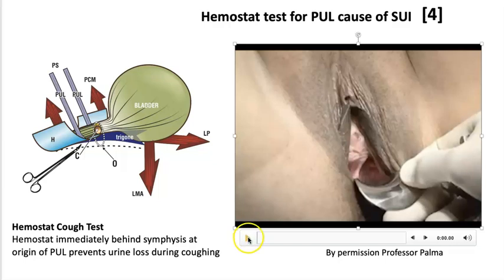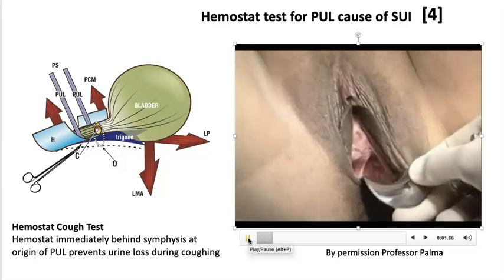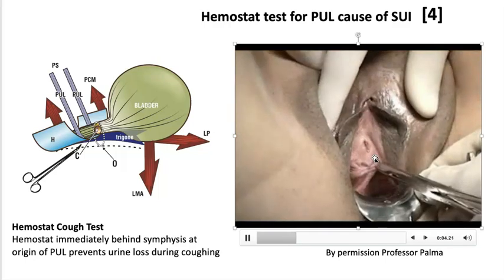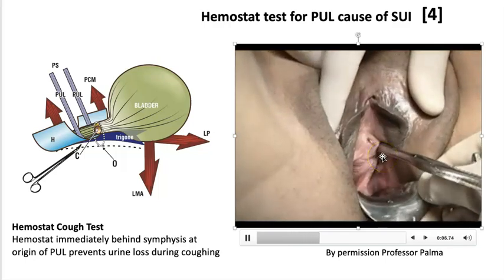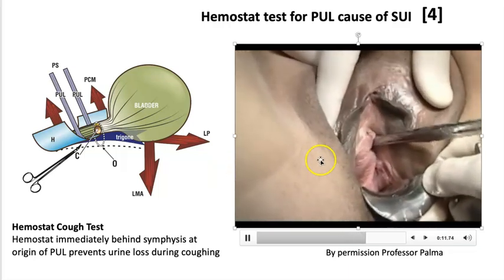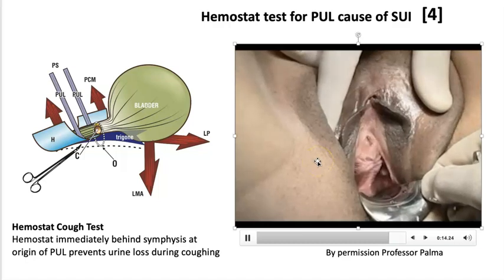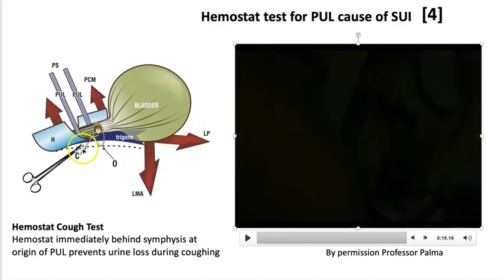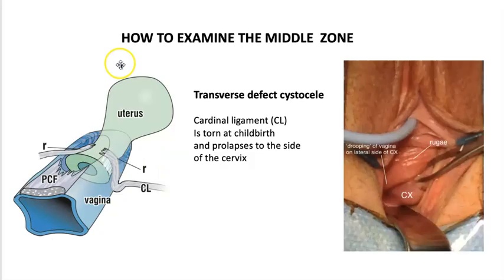So let me show you this. This is from Professor Palmer. Now the patient's coughing, and the hemostat goes immediately behind the symphysis. Note, there you are, behind. It's supporting the pubourethral ligament, and the patient didn't leak. It supported the ligament and prevented the pubourethral ligament being elongated. If it's weak, when the patient coughs, these muscles pull down and it elongates and opens up the urethra. That's how it works.